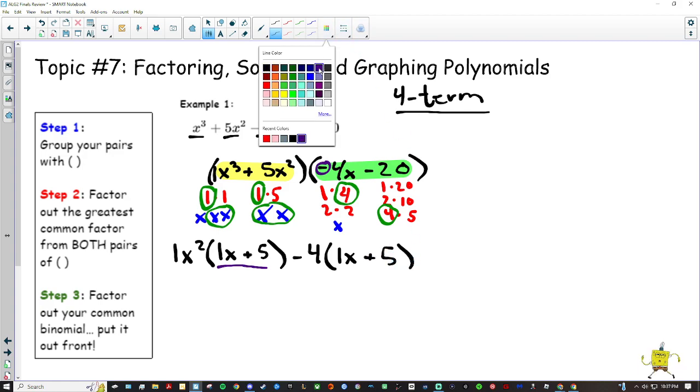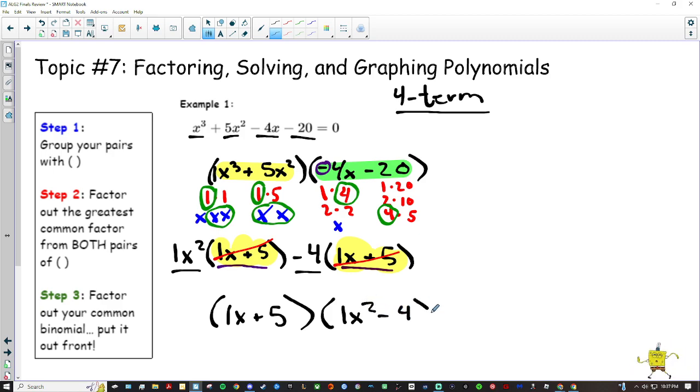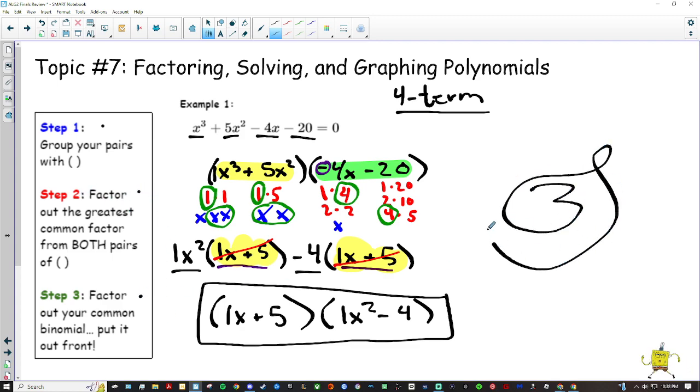And now you can see my groups match. So all I have left to do is to write my final answer. I'm going to take my factor that is exactly the same, and I'm going to factor it out. So my first factor is 1x plus 5. Okay, so I've used both of these factors. All that's left is 1x squared minus 4. And we are all done factoring by grouping. Step 1, step 2, step 3, good work.